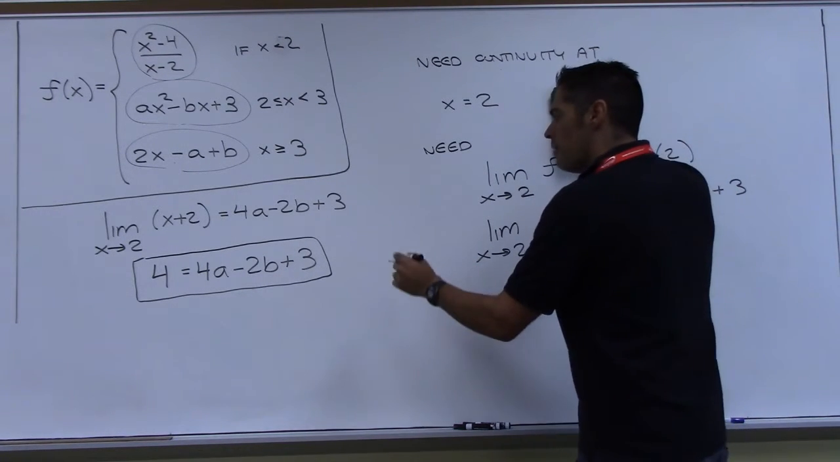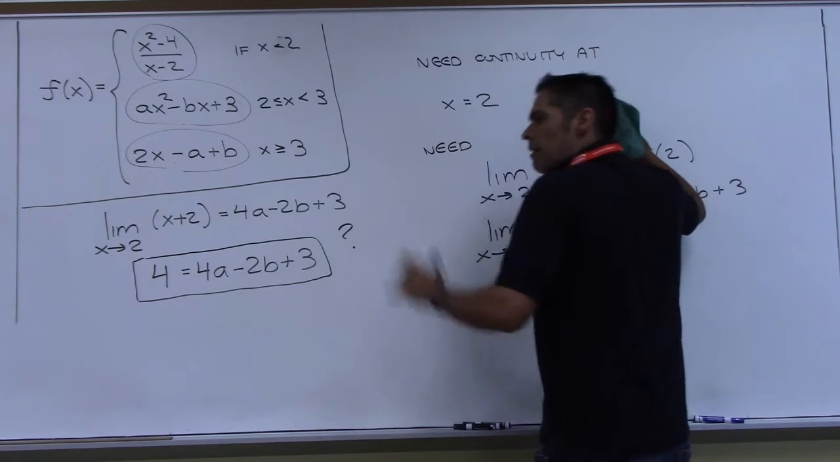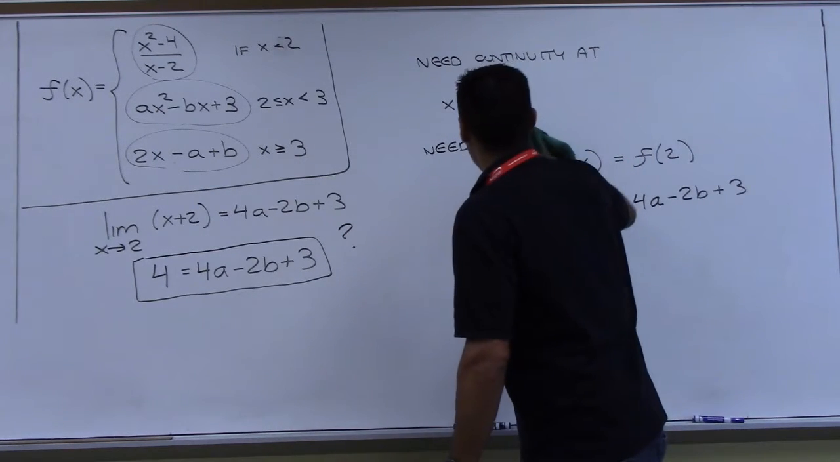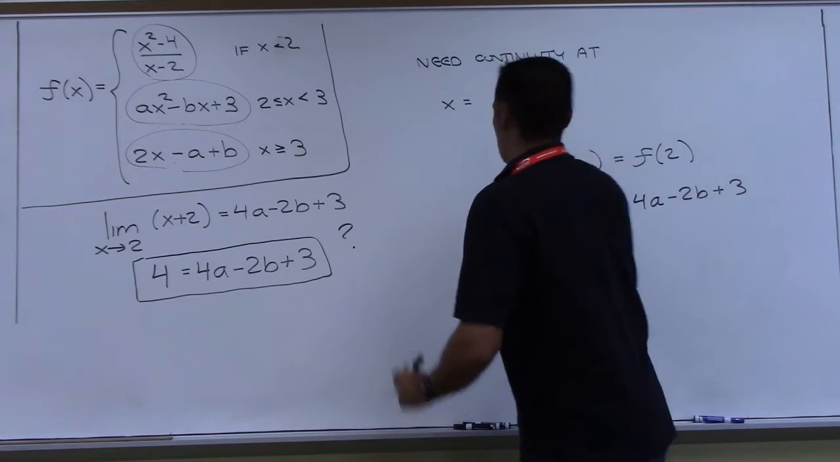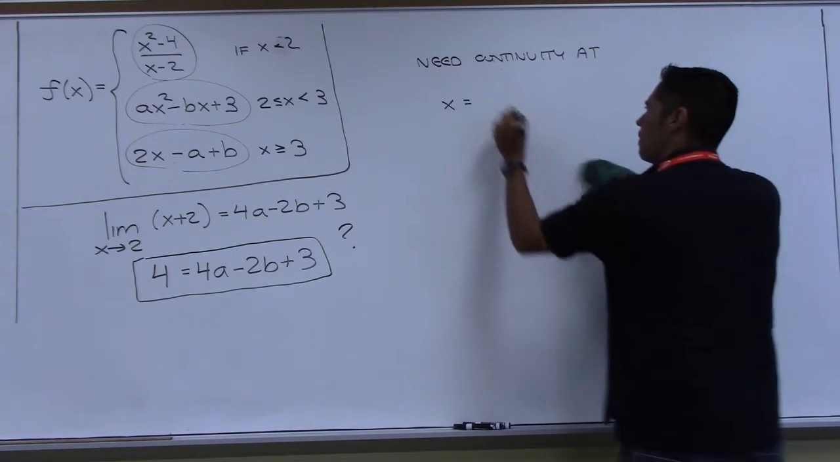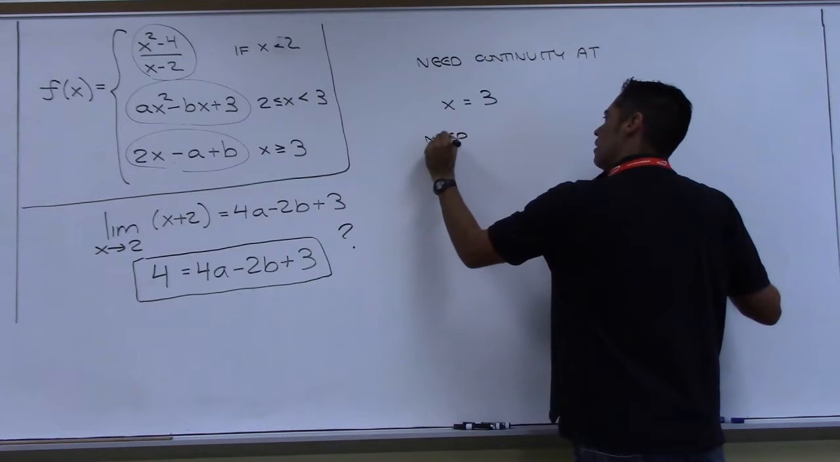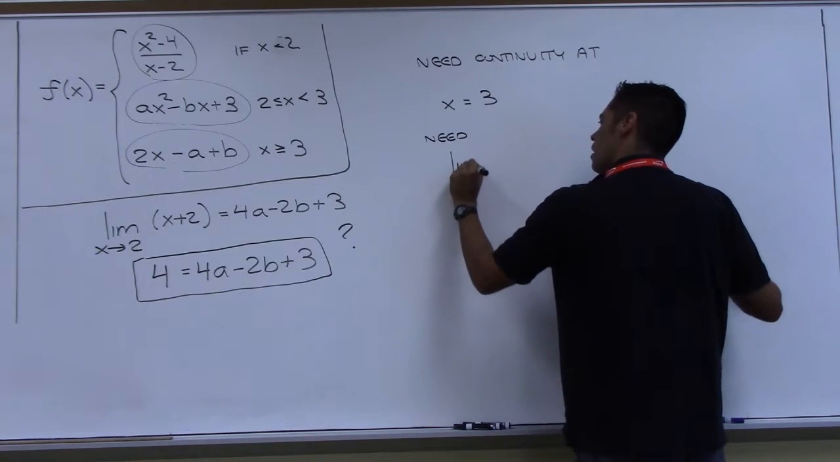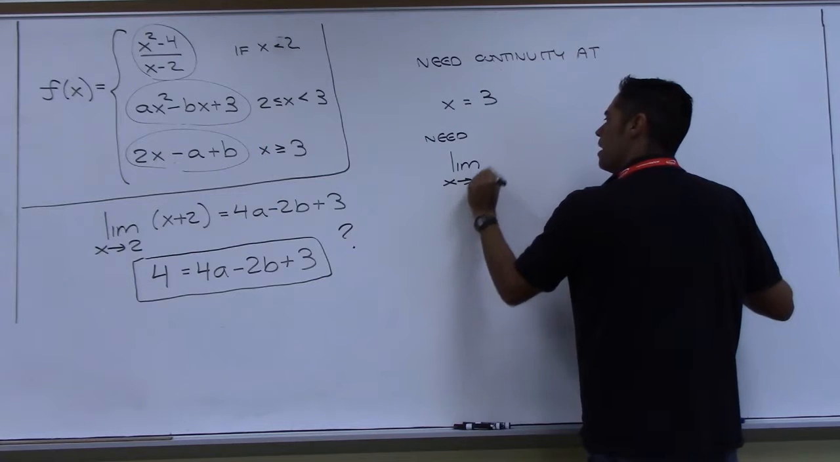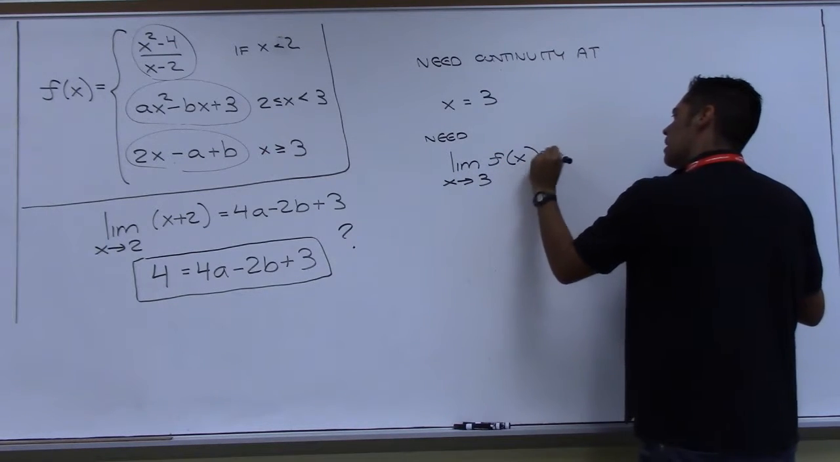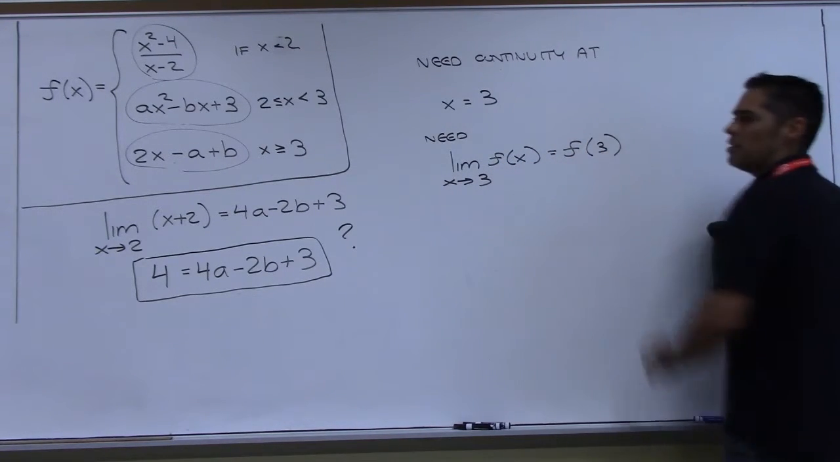So I've got that so far. Question, I'm kind of like, all right, where do I go now? So I need continuity where now? At 3. Which means I need the limit as x approaches 3 of the function to be equal to f of 3. That's the definition of continuity.